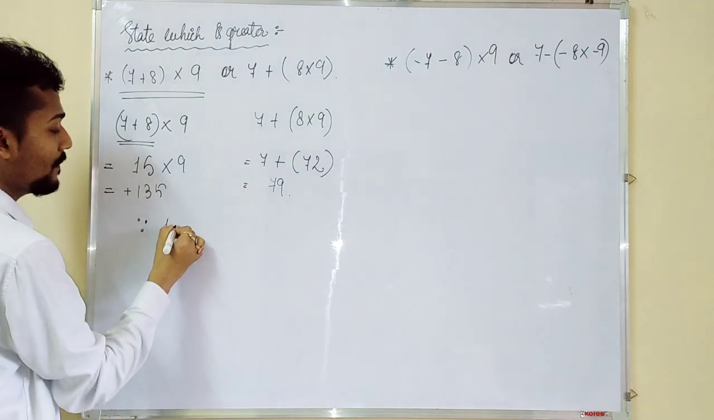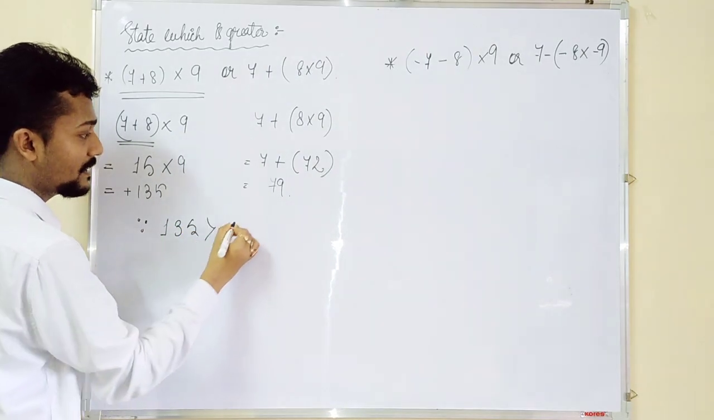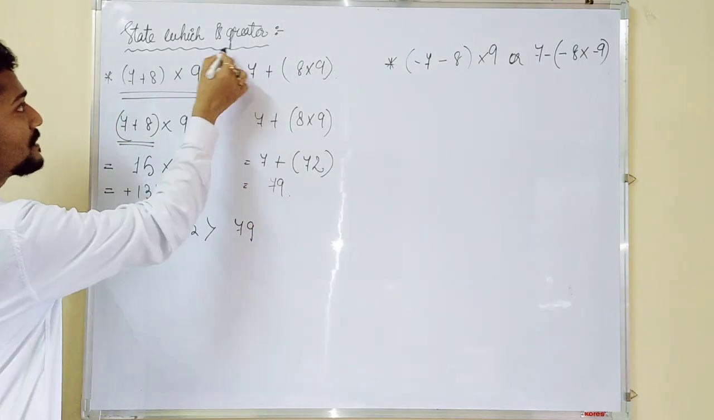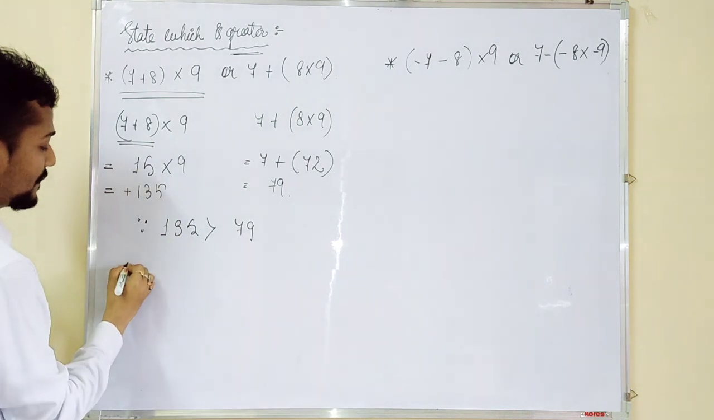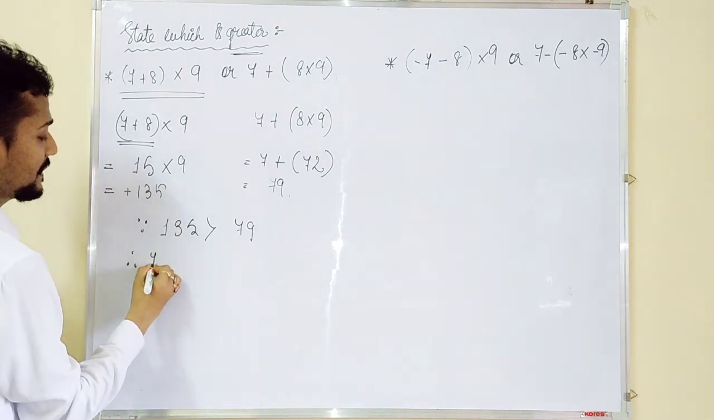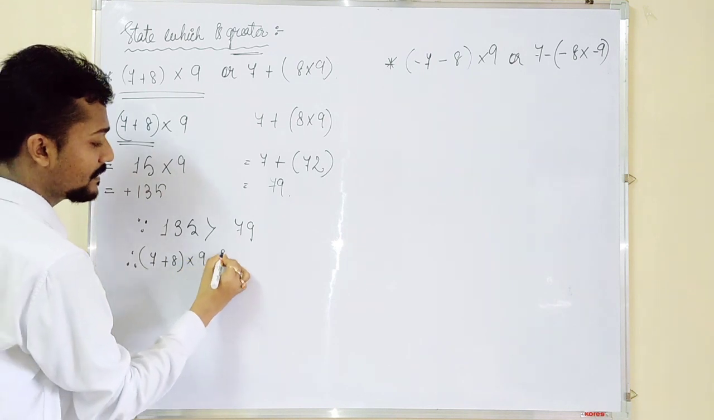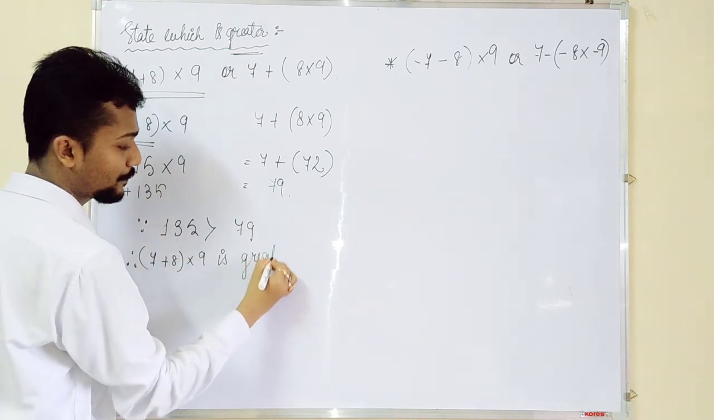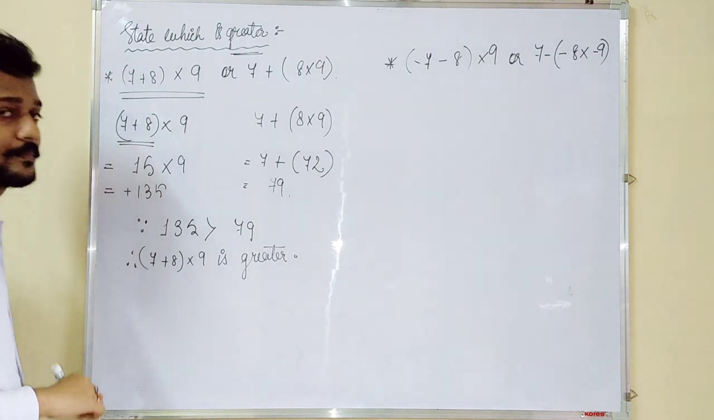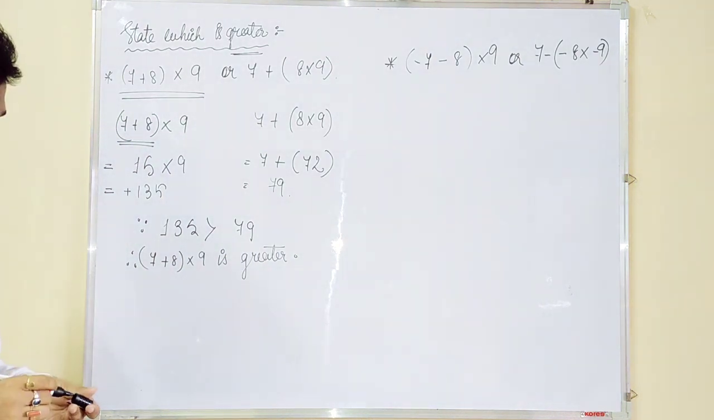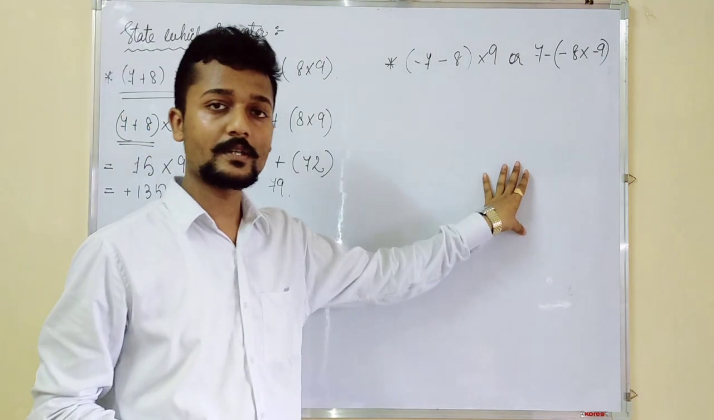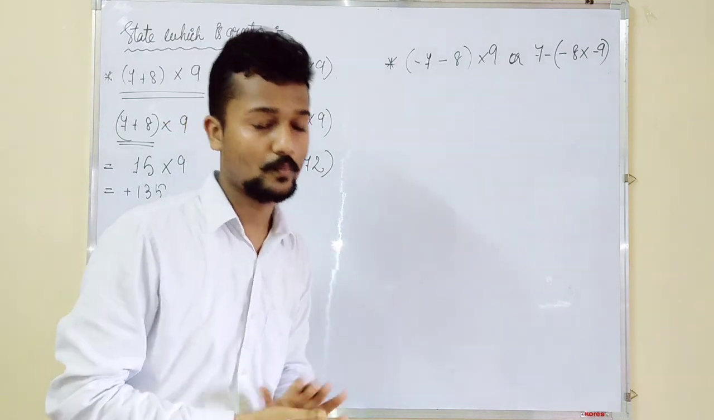Since 135 is greater than 79, which is greater, it is being asked, isn't it? Therefore (7 + 8) × 9 is greater. Is that clear? Will you be able to do this particular question? You need to try once.